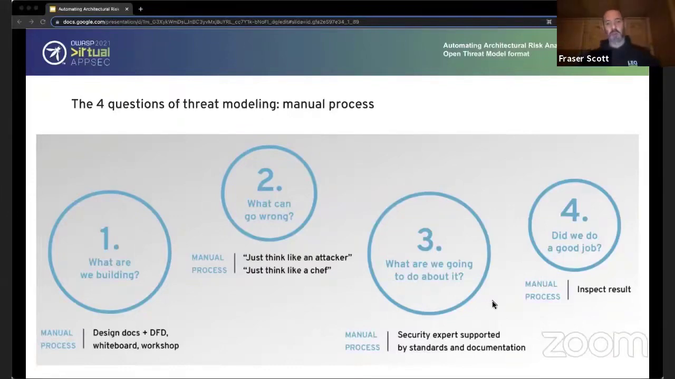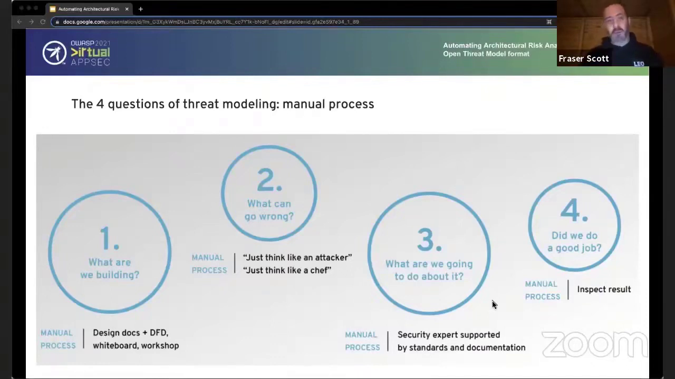So the first one's really looking at the scope. Typically in a manual process that involves looking through documents or looking at whiteboards and designs and pictures and things like that, and understanding what is this thing that we're threat modeling. The second question, what can go wrong? That's the process of identifying potential threats. As long as they're plausible, they're probably in scope of threat modeling. We don't want to do that sort of movie hacking stuff necessarily. But that's the sort of think like an attacker space.